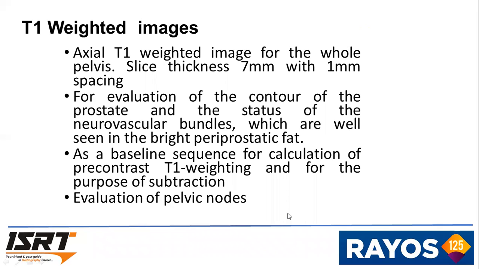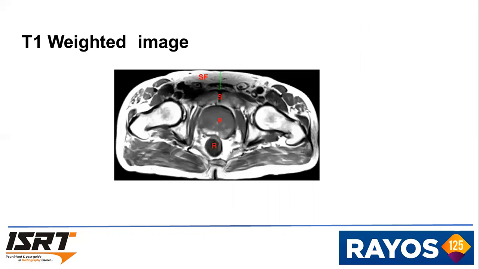It is taken as a baseline sequence for calculation of pre-contrast T1 weighting and for the purpose of subtraction. And it is also taken for the evaluation of pelvic nodes. This is the T1 weighted image. Here we can see the prostate gland. The contour of the prostate gland can be seen well in T1 weighted image.